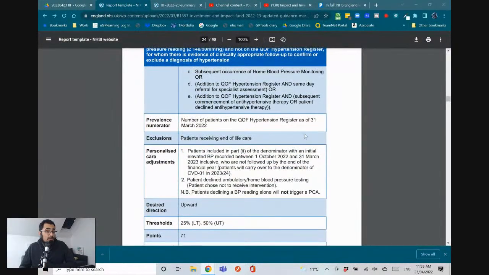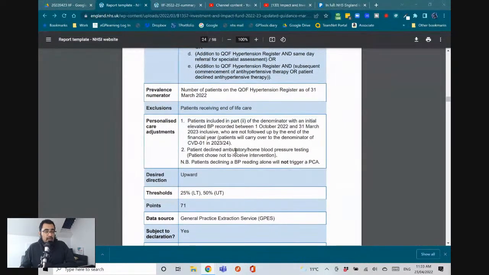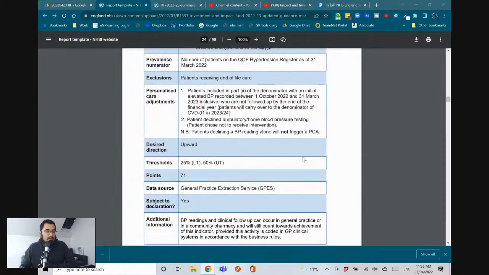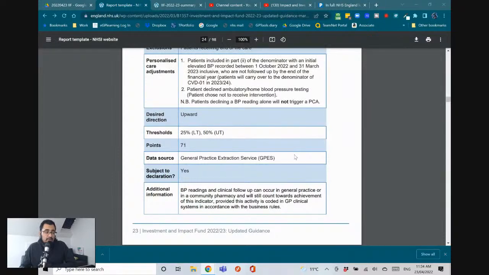In terms of exclusions, the only exclusion is those on end-of-life care pathways. Personalised care adjustments are basically patients in the second criteria who are not followed up by the end of the financial year, and will carry over into the following financial year. So if they're towards the end, and if they've declined ambulatory or home blood pressure testing, you will need to code that appropriately. But it has to be specifically ABPM or HBPM, not just coming back for a normal blood pressure reading. So that doesn't count. In terms of the threshold, it's 25% lower and 50% upper with an upward trend, 71 points in total, and the extraction is through GPES.